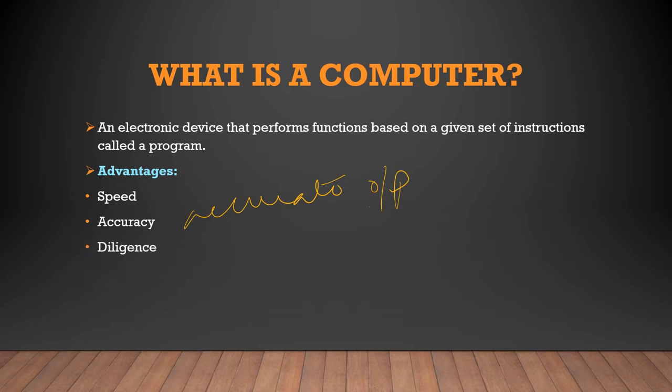Next is diligence. Diligence means, unlike we human beings, computers do not get tired of performing repetitive tasks. Suppose a task has been assigned to us and we have to do the task repeatedly. Definitely at the end of the day, we are human beings, we will get tired. But a computer never gets tired, unlike humans.